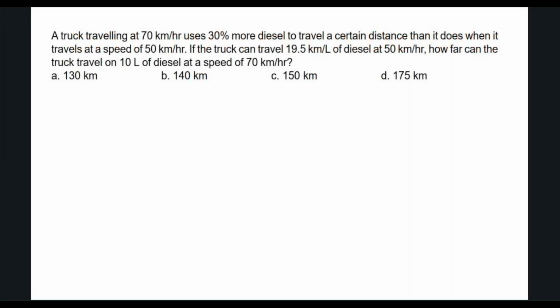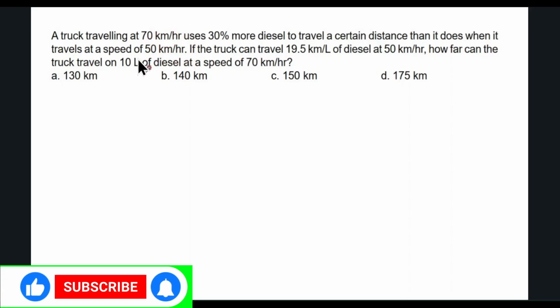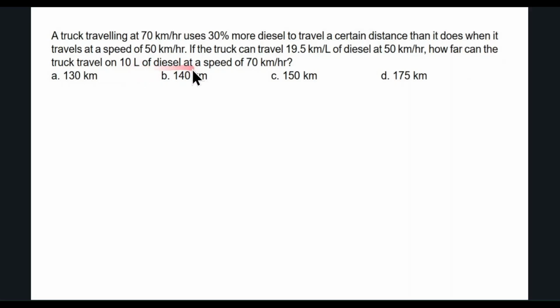All right, this question says that there's a truck traveling at 70 kilometer per hour and uses 30% more diesel to travel a certain distance than it does when it travels at a speed of 50 kilometer per hour. If the truck can travel 19.5 kilometer per liter of diesel at 50 kilometer per hour, then how far can the truck travel on 10 liters of diesel at the speed?